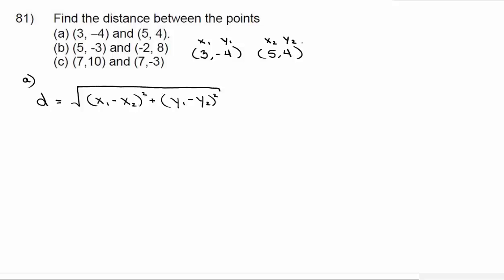I'm going to start off with A. I'm going to label my points: x sub 1, y sub 1, x sub 2, y sub 2. And I'm going to substitute into the formula. So we're going to have here, no, not negative. I meant 3 minus 5 quantity squared plus negative 4 minus 4 quantity squared.